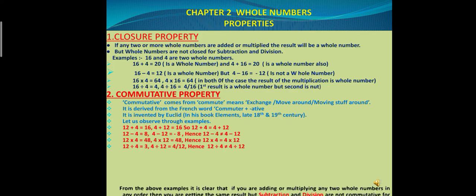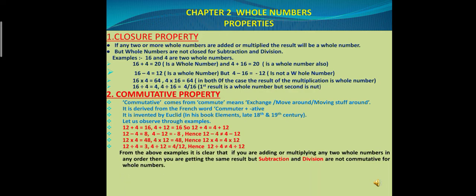So from the above examples, it is clear that if you are adding or multiplying any two whole numbers in any order, then you are getting the same result, but subtraction and division are not commutative for whole numbers. Next property is associative property.